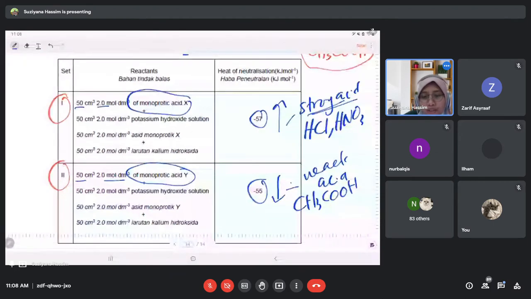Any type of carboxylic acid is a weak acid. So we can state an example. Maybe they ask you for an example of the acid. This is a common question in exams.